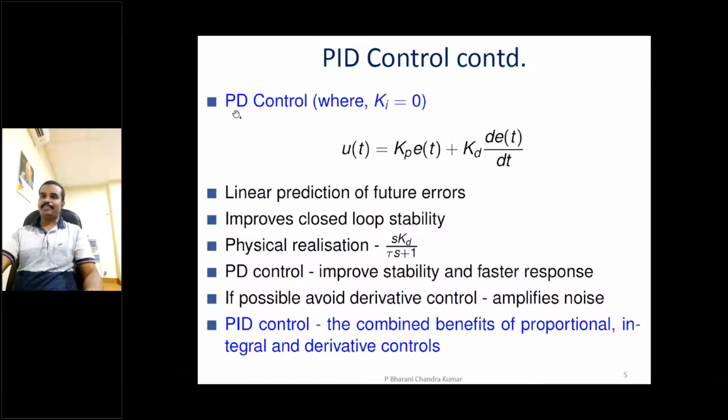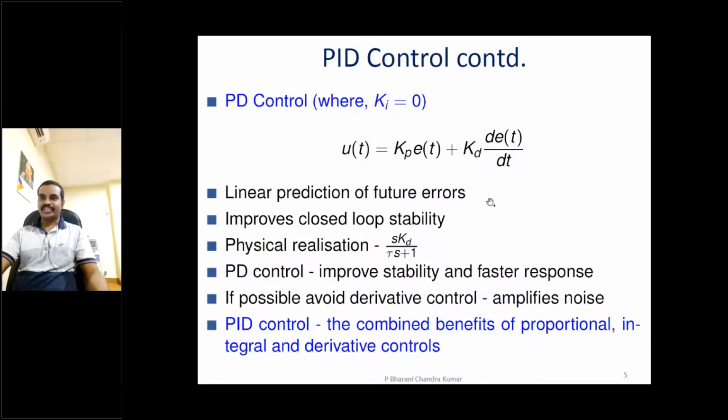So one such control is PD control. In the PD control, I am assuming the integral gain as 0, and hence it will ensure that only the P and D terms will be there. So that's what you can see: u equals the P term, Kp is the gain, and Kd is the gain for the derivative. What it does is a linear prediction of future errors. So the derivative control has the capability to predict the future errors, and it improves the closed loop stability.